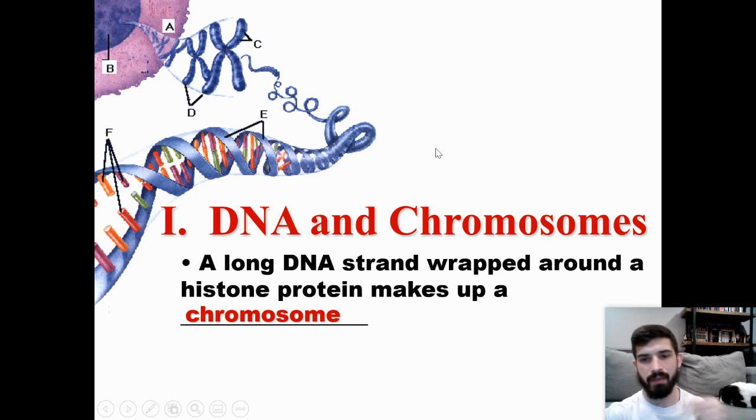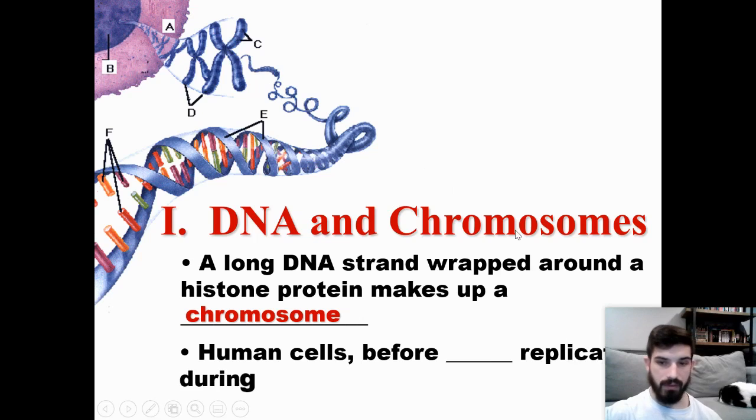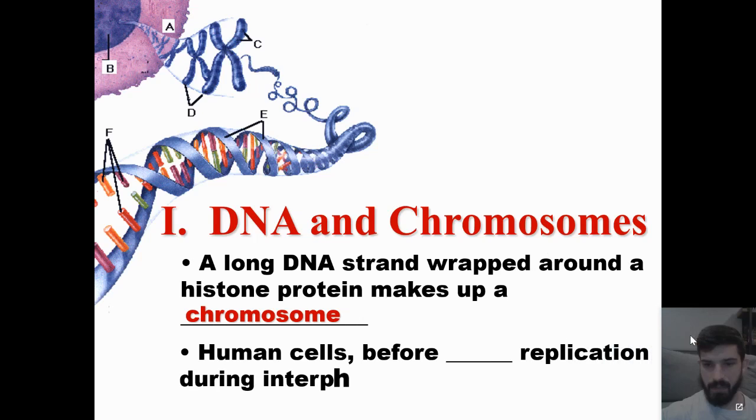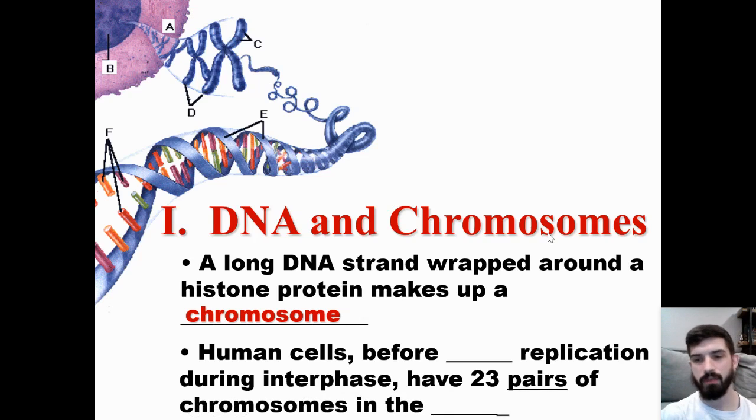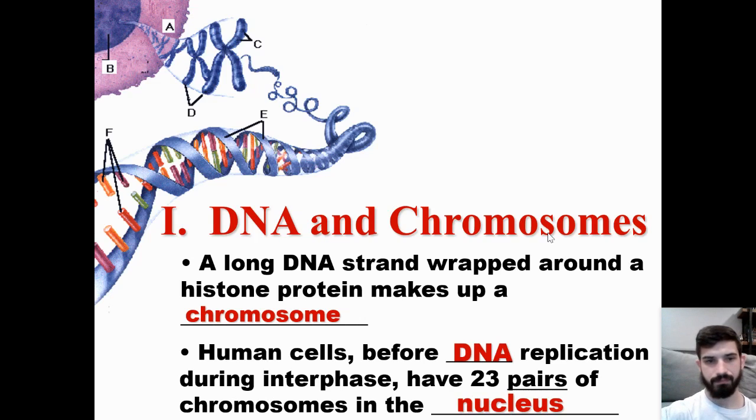Right? And the packaging and coiling of these chromosomes are going to be helped by histone proteins. Human cells before replication during interphase, they have 23 pairs of chromosomes. Overall, we have 46 chromosomes, 23 pairs. That's before DNA replication. We have 23 pairs of chromosomes in the nucleus. All right, so we have 23 of these. Okay.